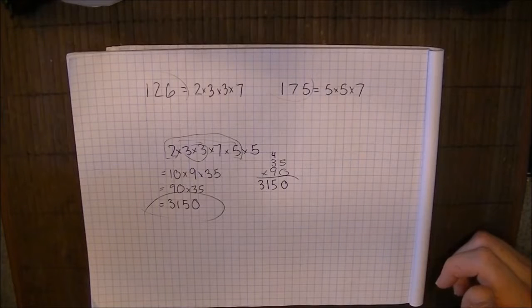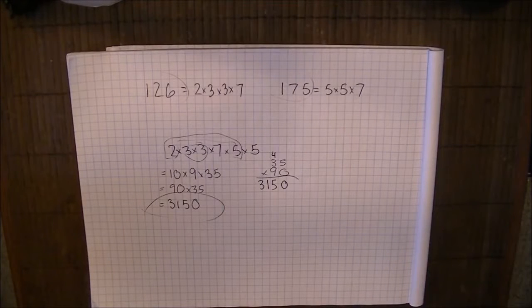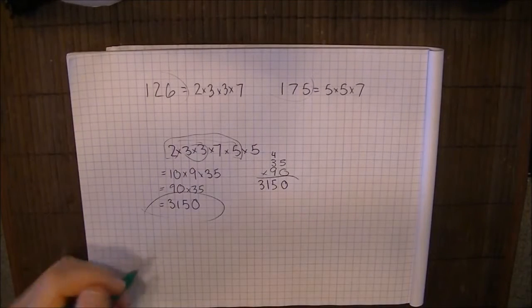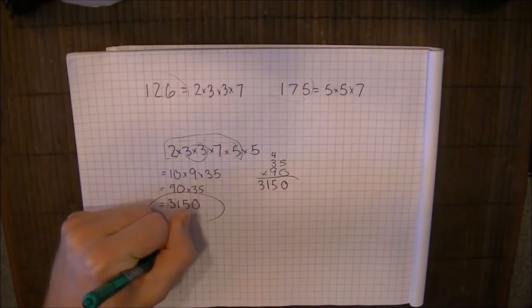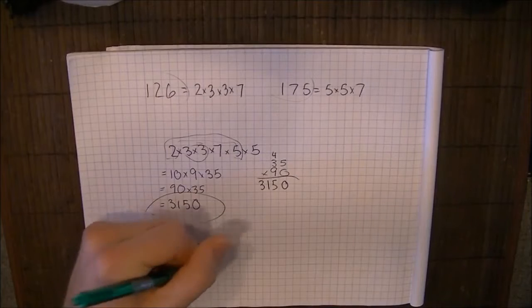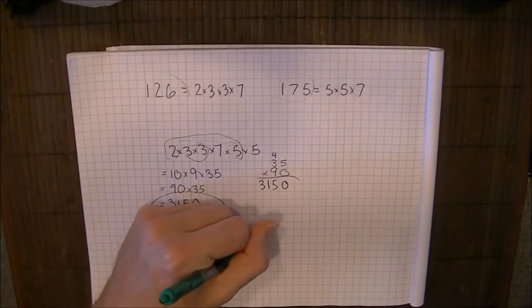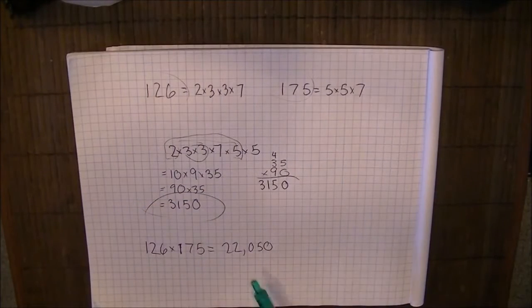126 times 175 ends up being 22,050, which is a little bit bigger than maybe we want to work with.